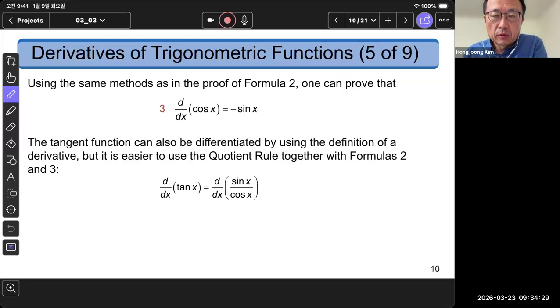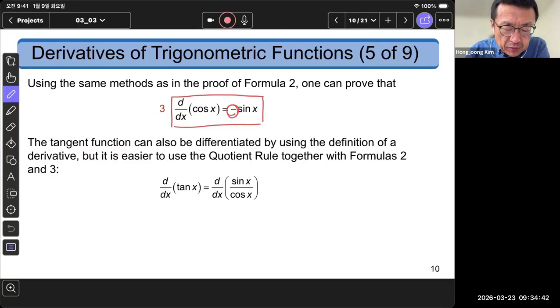And if you apply a similar idea to the cosine function, you can prove that the derivative of cosine is negative sine x. Please remember, we have this negative sign in front of the sine function.